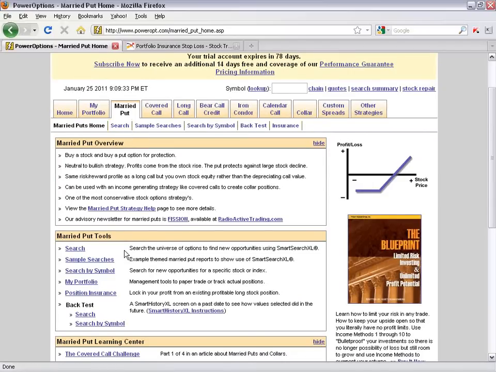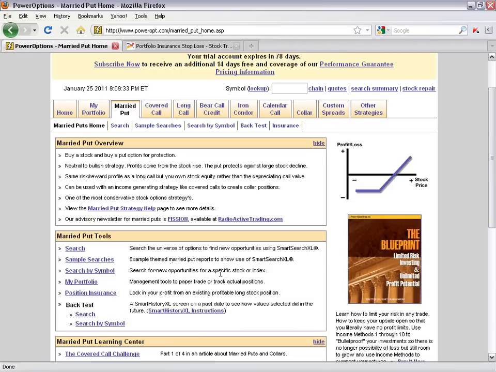Now, the available tools that we have for the Married Put technique: the search tool allows us to search across the entire universe of options to find only those positions that match our personal risk-reward tolerance. The sample searches you won't really use with this technique. Everything you need is in the search tool to start trading radioactively, but there are some themed searches in the sample searches menu that you can use as a stepping stone to create your own personal search.